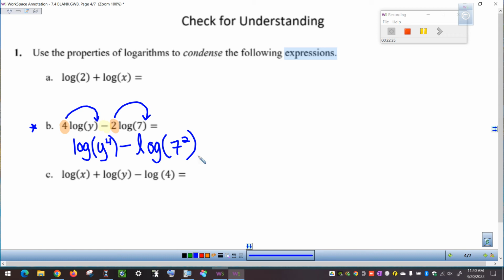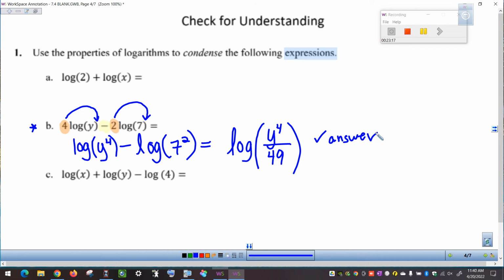You can write 7 squared there, or you can write 49 and actually do 7 squared and get the value. Finally, because we have a subtraction sign, that's going to match with our property that involves division. We're only going to write log one time in front. The division happens afterwards. Whatever is listed first goes on the numerator, and whatever is listed second goes on the denominator. Instead of putting 7 squared, I'm going to write 49. That is our final answer. You don't have to do anything else with that. We're just rewriting this in a different form.